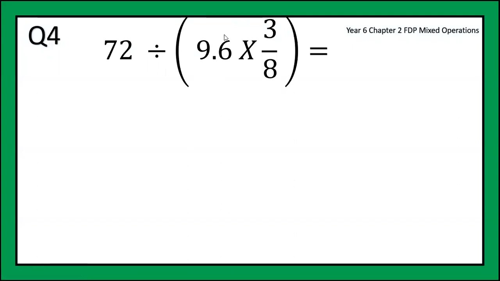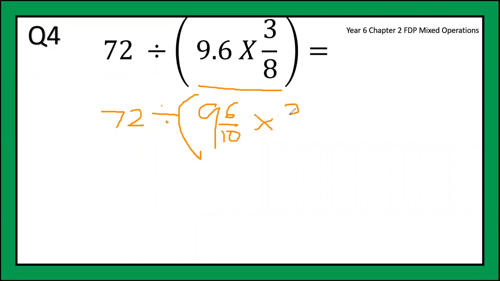Over here, we have a bracket. So when you see a bracket, it takes importance, as in you have to do what's inside the bracket first. Always solve for whatever is inside the bracket. So here you rewrite your question. 72 divided by, of course, I'm going to use fractions to solve this. Okay, so what is 9.6? So this is going to be 9 and 6 over 10 multiplied by 3 over 8.